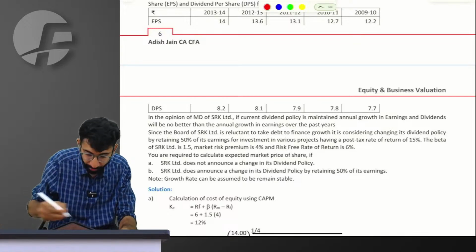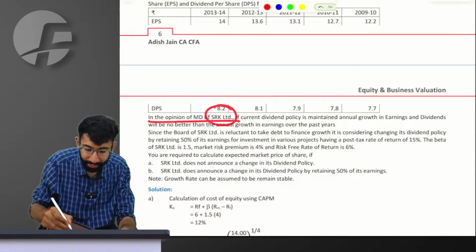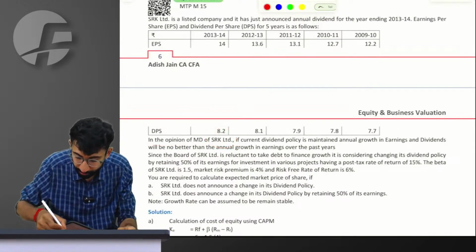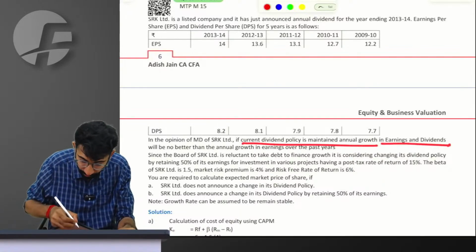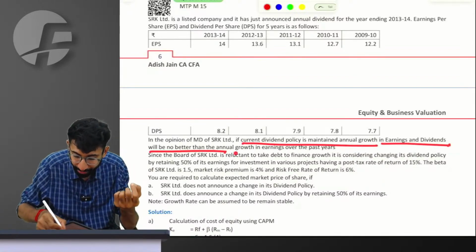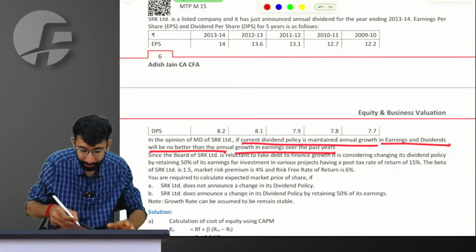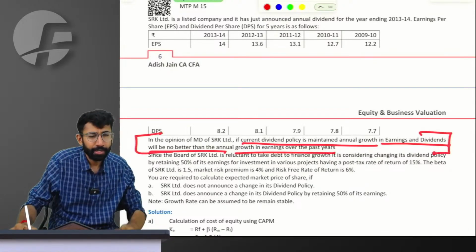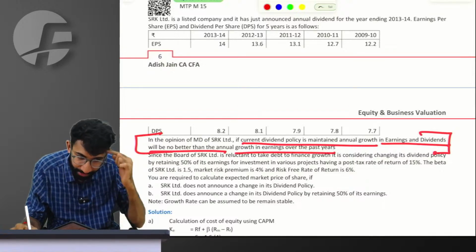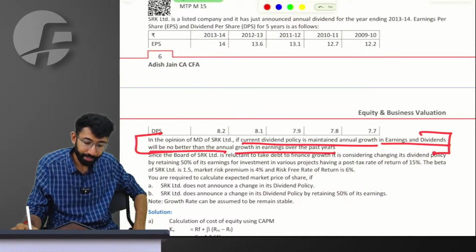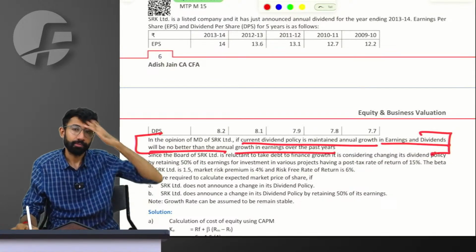Okay, fine. In the opinion of the MD of SRK, if the current dividend policy is maintained, annual growth of earnings and dividend will be no better than the annual growth of earnings over the past years. Take a minute to process this line, then I will explain. Read this line again. Quick, everyone.